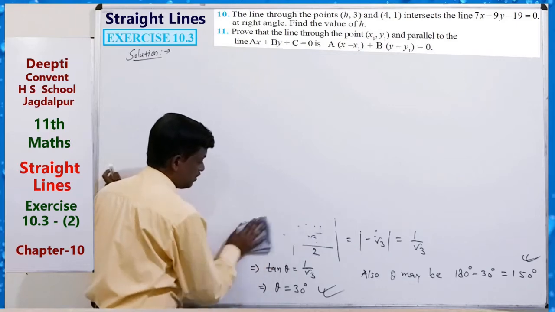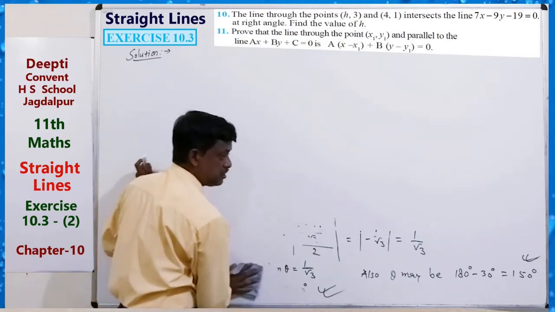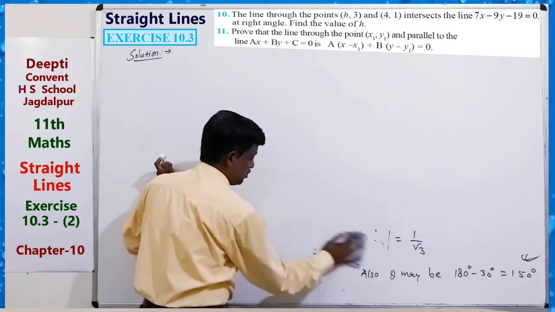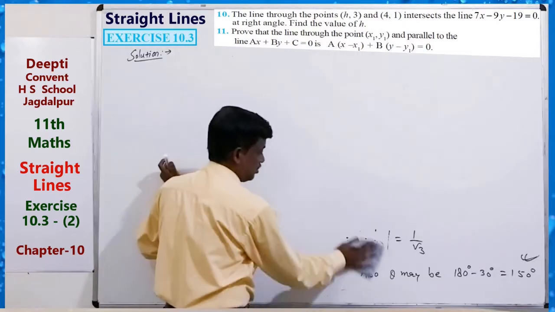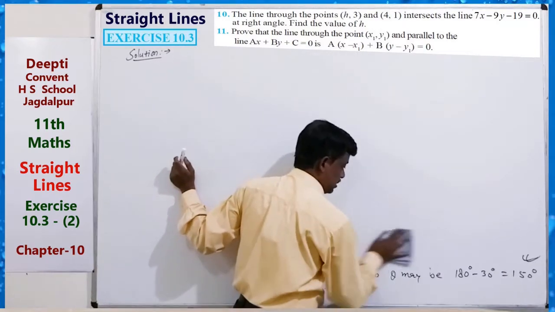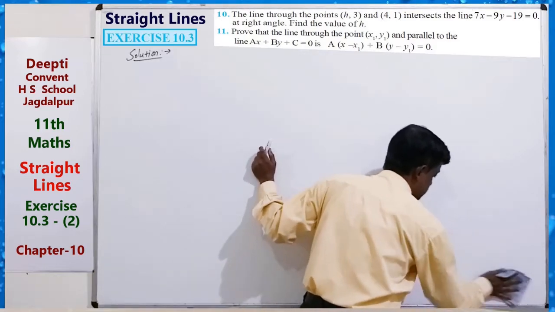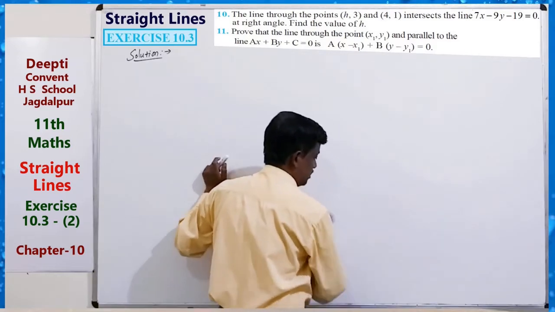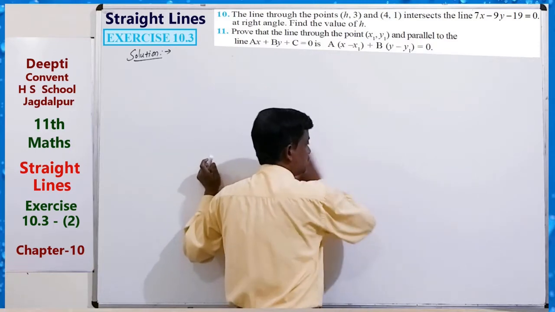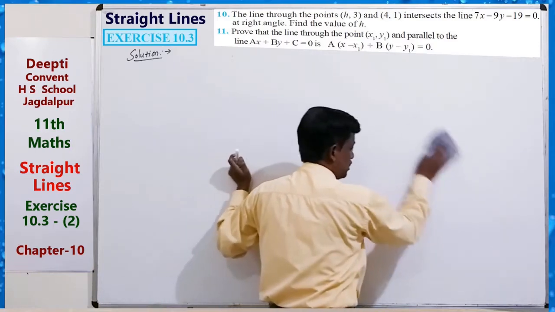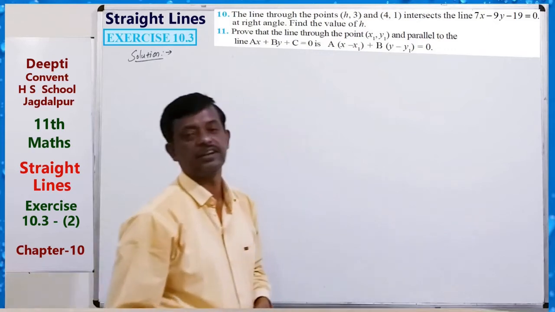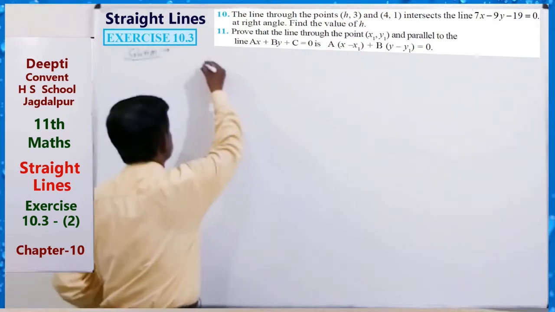Here two points are given. By joining these two points, we can get a straight line, and this straight line will be perpendicular to the given straight line. That is, the multiplication of their slopes is equal to minus 1, and we can get the value of h. So question 10.